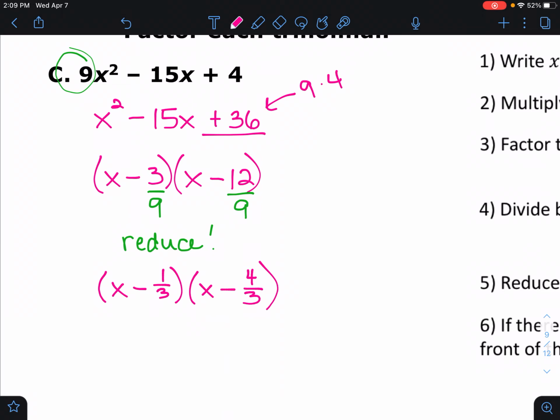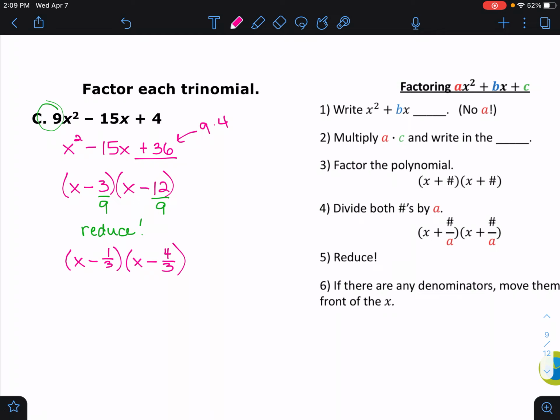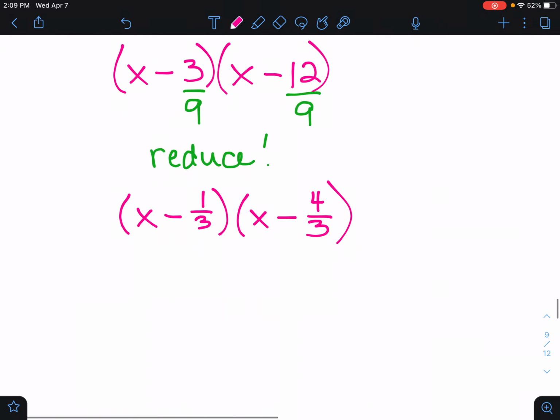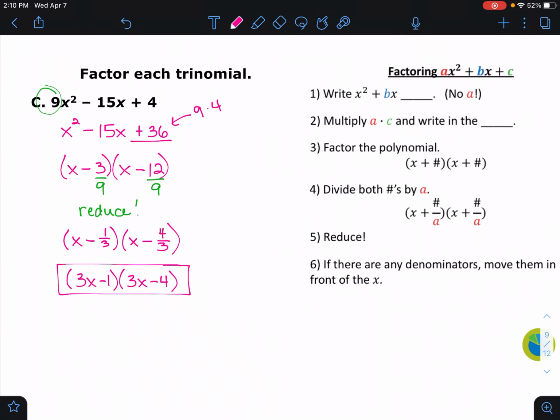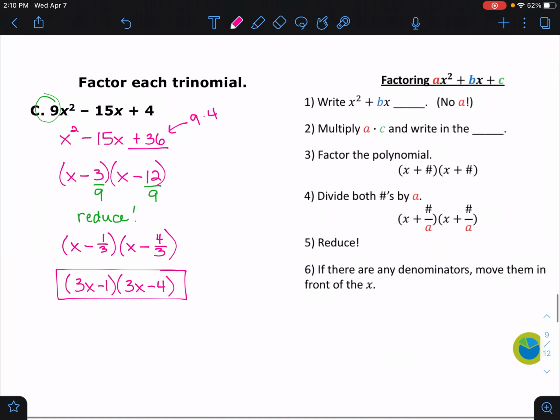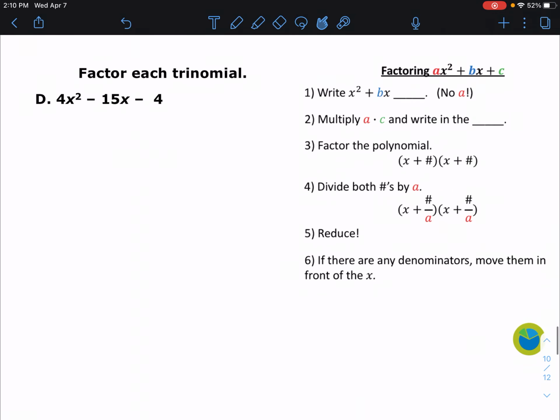Okay, now again, if there are any remaining denominators, move in front of the x. Okay, so this is going to end up being 3x minus 1 times 3x minus 4. And there we go. That's how you factor ax squared plus bx plus c. Okay, let's try one more, and then hopefully you're good.